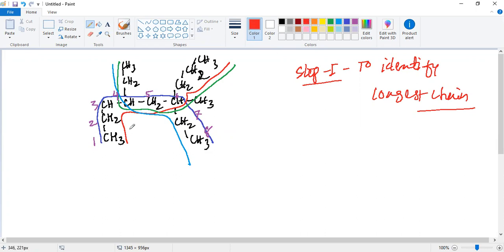Let us go this way. 1, 2, 3, 4, 5, 6, 7, 8, 9 carbon. Let us go this way. 1, 2, 3, 4, 5, 6, 7, and 8. Now let us go this way, my dear students. 1, 2, 3, 4, 5, 6, 7. So here you can see that this 9 carbon one is the longest one.